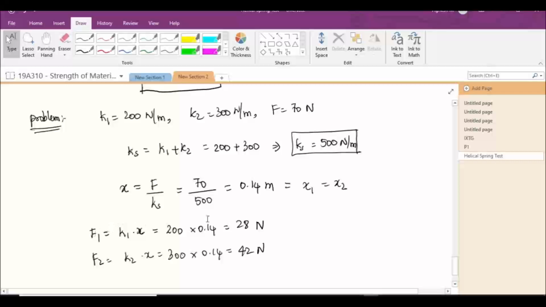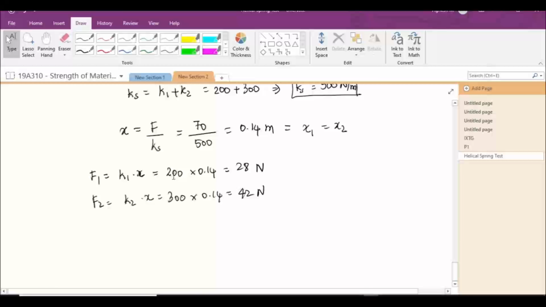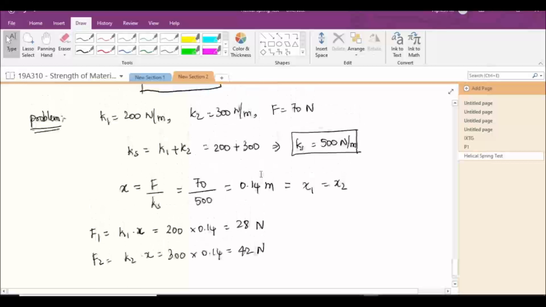The force in the spring can be found using the formula stiffness times displacement, which we have already seen. The stiffness is 200 for the first spring, and the displacement in the first spring is the same, 0.14 meter. Multiplying these two values gives 28 newtons. For the second spring, the stiffness is 300 and the displacement is the same, 0.14 meter, so the force is 42 newtons. So the 70 Newton force applied is divided into two components: 28 Newton and 42 Newton.